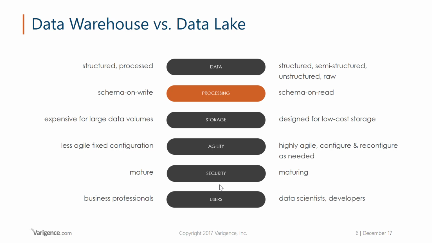Agility, well, arguably the one is less agile and fixed configuration. In other words, you need to configure it and structure it. Whereas the other one, by definition, because it is schema on read, you can just effectively dump anything in there. Security: data warehousing and databases are quite mature, whereas your security around your data lakes is maturing at the moment.